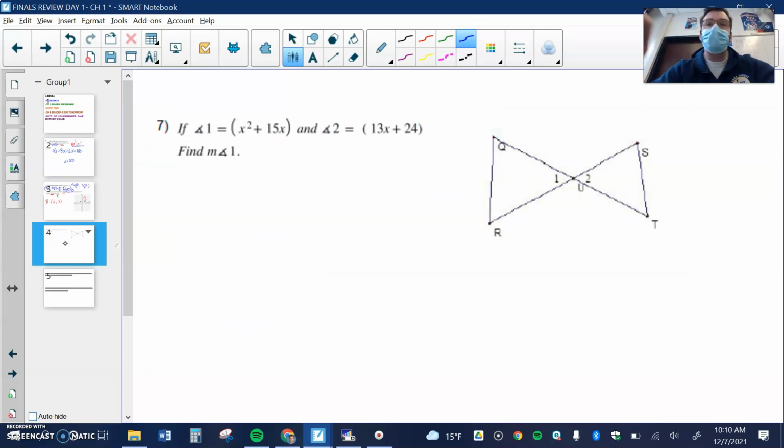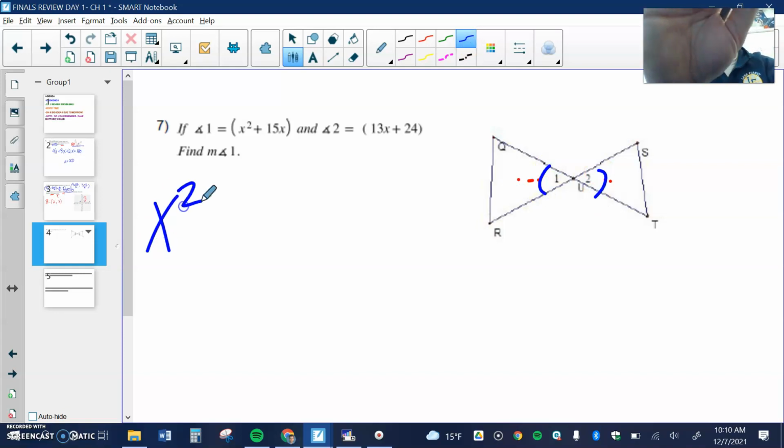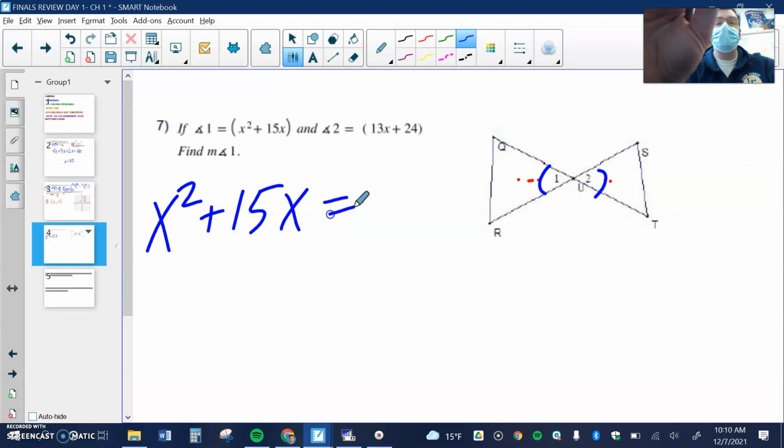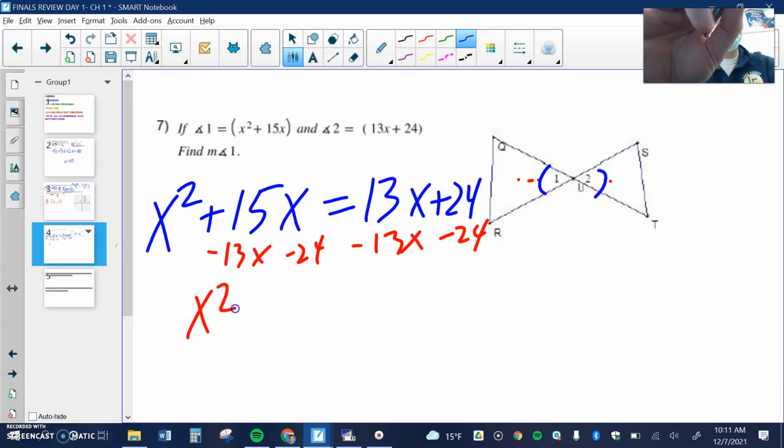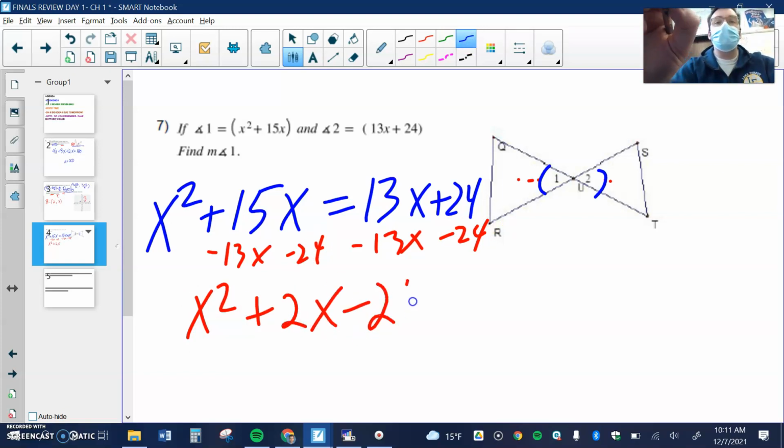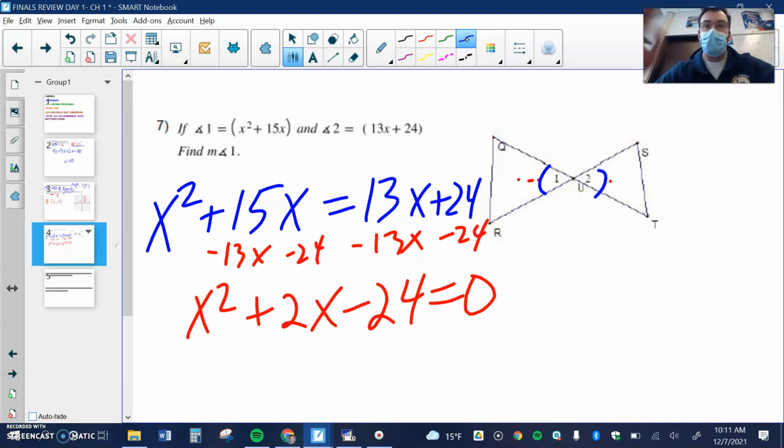The next one, number 7, look at angles 1 and 2, and recognize that angles 1 and 2 are vertical angles. Since they are vertical, they're congruent, and I can say that x squared plus 15x equals 13x plus 24. Subtract everything to one side to get x squared plus 2x minus 24 equals 0, and then factor it. I'm going to pause there. I just wanted to really show the setup for this one.